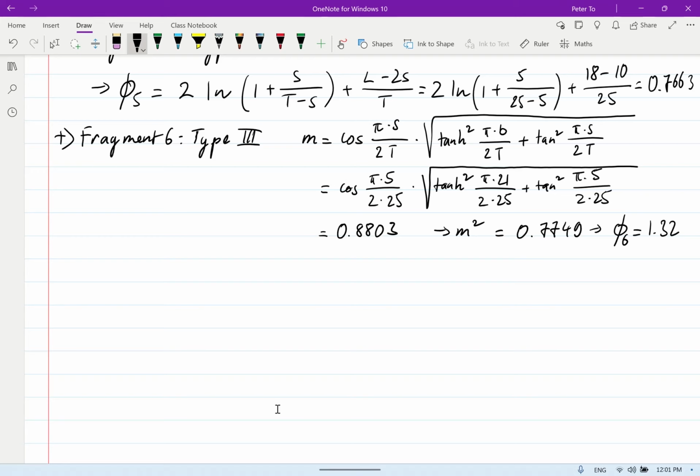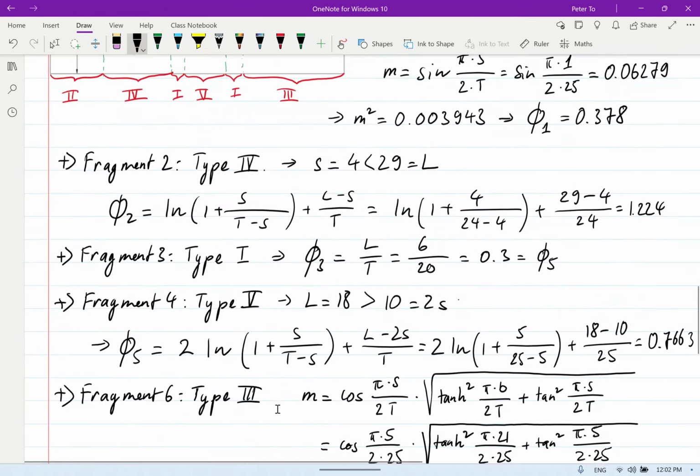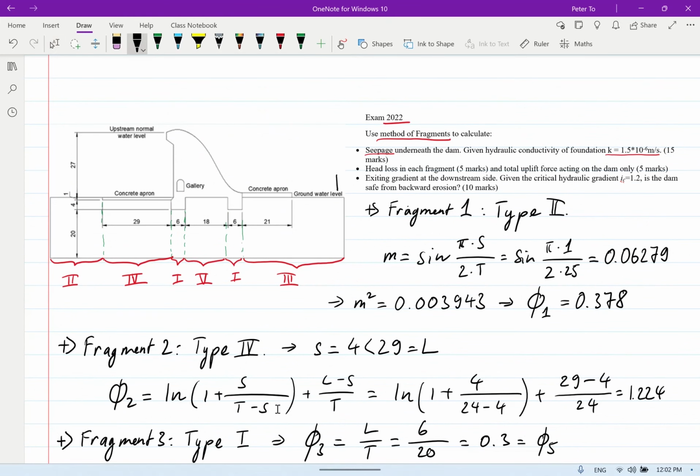Alright, now I have all of the values and I can apply the general equation of the method of fragments. So I have the discharge Q equal to K times the sum of delta H, which is the difference of the water level from the upstream to the downstream, over the sum of phi. So from the given data, K is 1.5 times 10 to the minus 6 meter per second, times the sum of the difference. I have a look over here, so the groundwater level is right here and the upstream is right here, so the difference is 27.